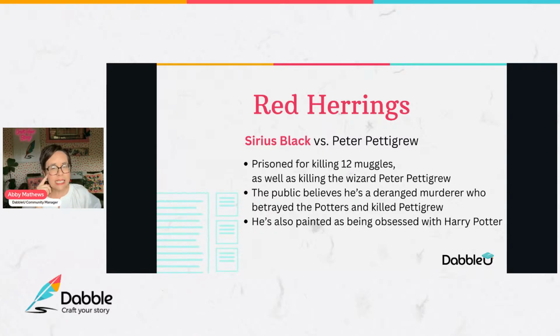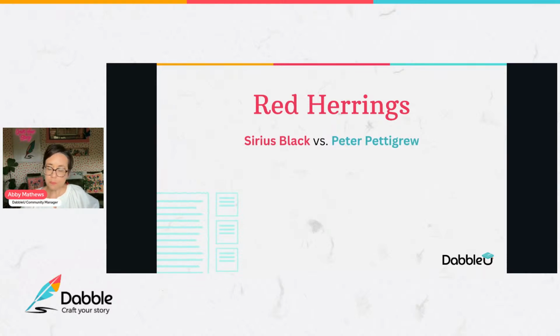It's really easy, though, as a reader to let our train of thought run away down the wrong track, because this false belief that Rowling has set up totally makes sense in the context of the story, right? But now let's talk about Peter Pettigrew. Peter Pettigrew is actually the one responsible for the 12 muggle murders, right? And for faking his own death, as well as framing Sirius and betraying the Potters.